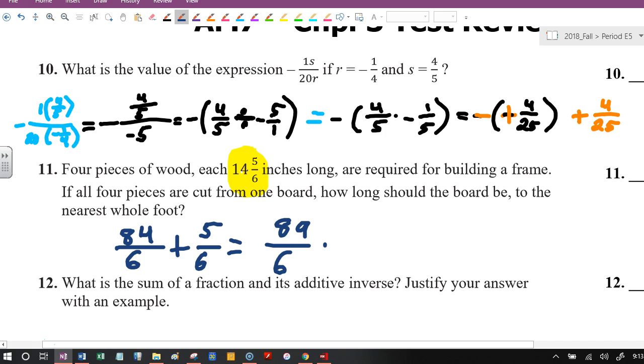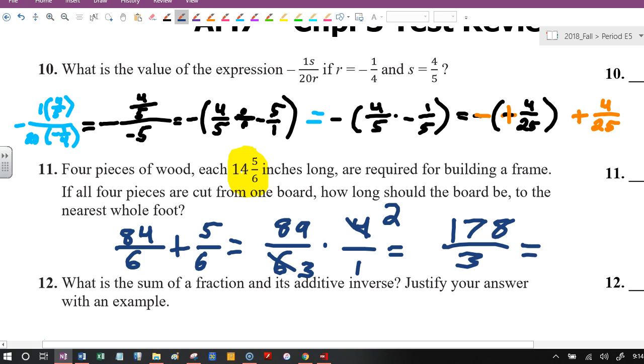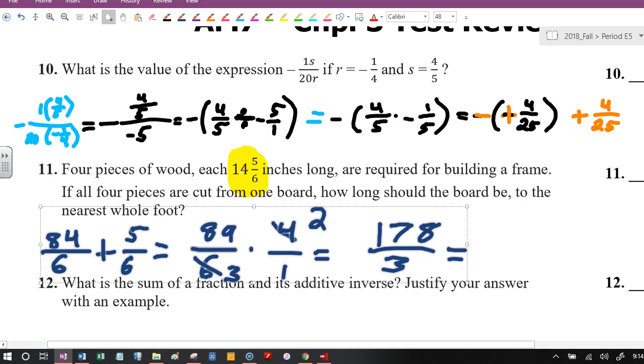Then we have to multiply that by 4. But I was able to cross cancel. The 4 divided by 2 is 2, and the 6 divided by 2 is 3. Which makes it just a little bit easier. So 89 times 2 is 178, and 3 times 1 is 3. Then we have to divide that down because it's an improper fraction. And I got 59 and 1/3.